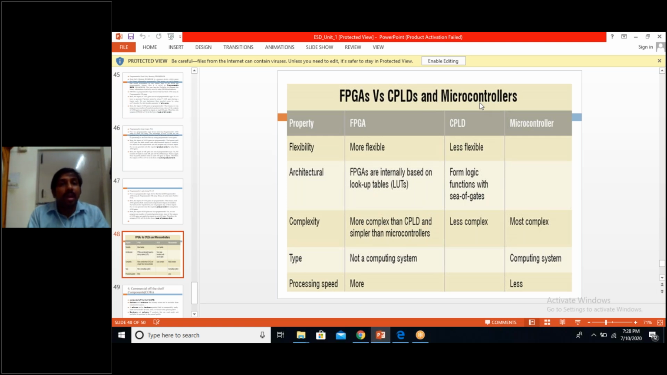From that you can go for something slightly more complex. If you want to, you can go for a CPLD. If you want to create still more architecture and faster hardware, you can go for an FPGA. Or if you want a unique design, you can go for an ASIC. From a flexibility point of view, FPGA is more flexible compared to CPLD and microcontroller. FPGA logic is stored in terms of lookup tables. A lookup table is nothing but a ROM where the input is selected as an address, and outputs are stored in the memory. Complexity wise, it is more complex compared to CPLD. It is not a computing system, it is just hardware. Processing speed is higher compared to CPLD and microcontroller.